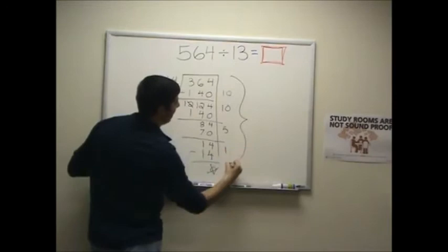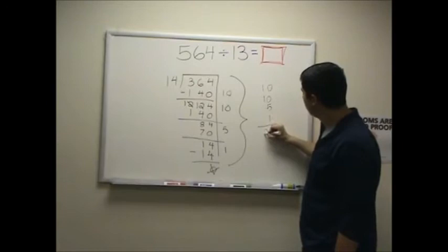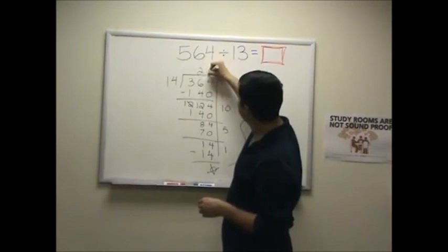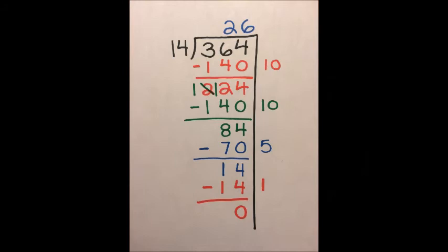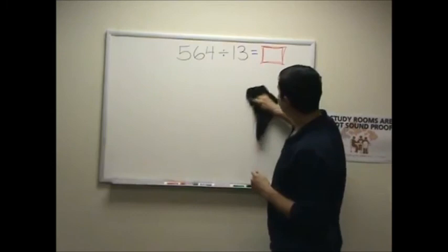Let's add our groups. 10 plus 10 plus 5 plus 1. 0 plus 0 plus 5 plus 1 is 6. 1 plus 1 is 2. 26. So our answer would be 26. 26 groups of 14 equals 364. Now this is just review. I hope that this helps on your homework. And of course, if you guys have any questions, you can contact me or you can ask me tomorrow in class.